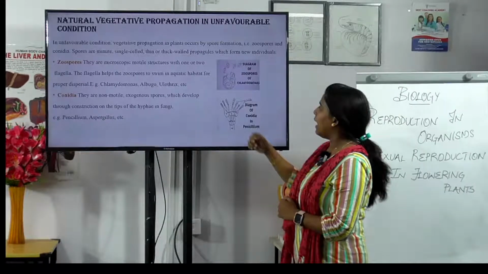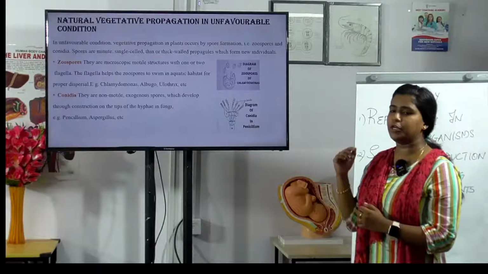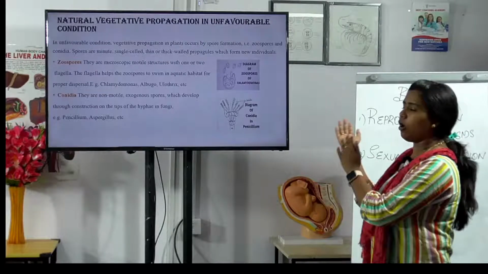Whereas conidia are the opposite of zoospores. They are non-motile, they cannot move, and they are exogenous spores which develop through constriction on the tips of the hyphae in the fungi. This is conidia, see. For example Penicillium and Aspergillus.